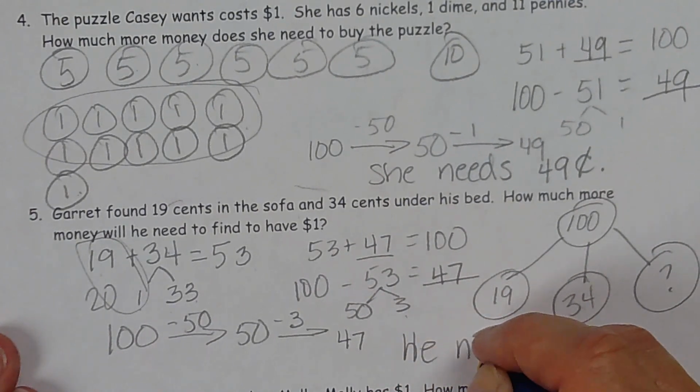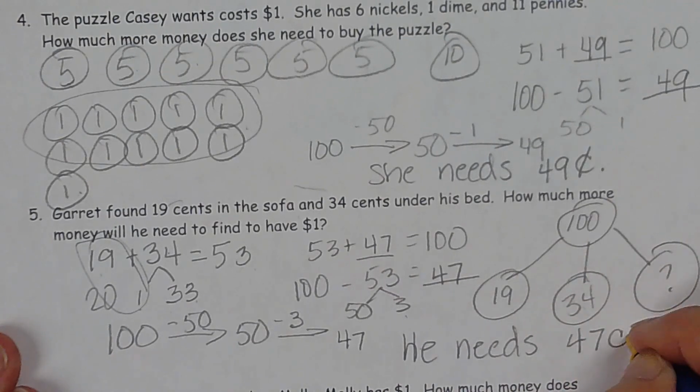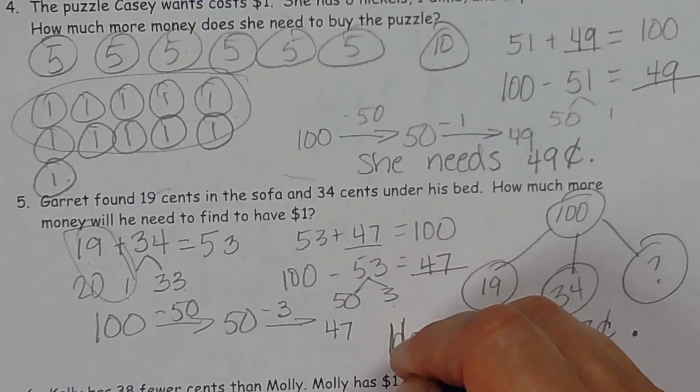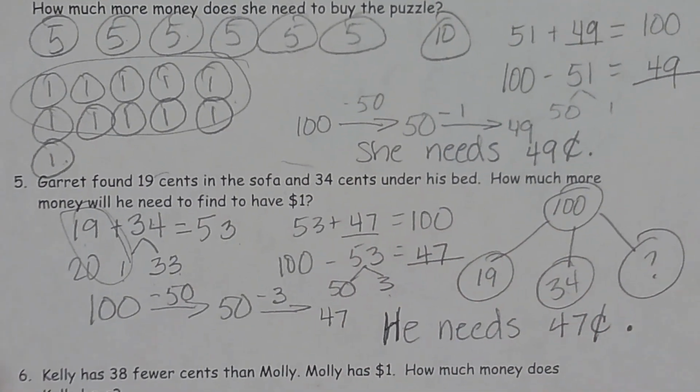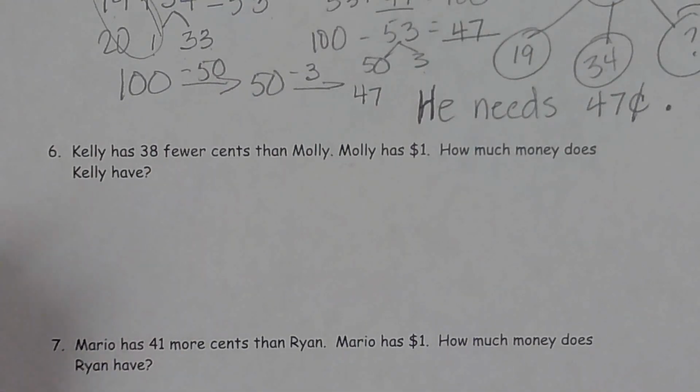He needs 47 cents to get to $1. Sorry about my H. I started to make a small one instead of a capital. We only have 2 more. So if you're working on your own, keep doing that and keep checking. If you haven't done it by yourself yet, this is a good time.